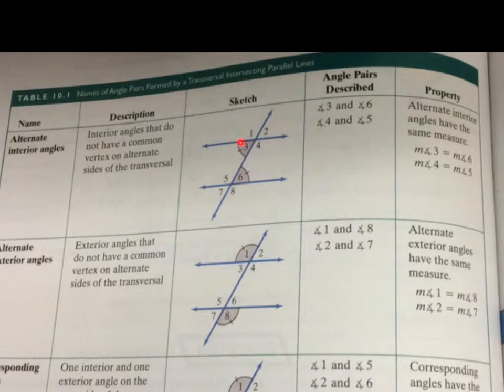So the alternate interior angles are inside. If we have this big X, it's on the inside. And notice angles 3 and 6: the measurements of these angles are exactly the same. We can also use 4 and 5 if we want to, but they just used 3 and 6. So those are alternate interior angles, and the property is that alternate interior angles have the same measure. We just talked about that.